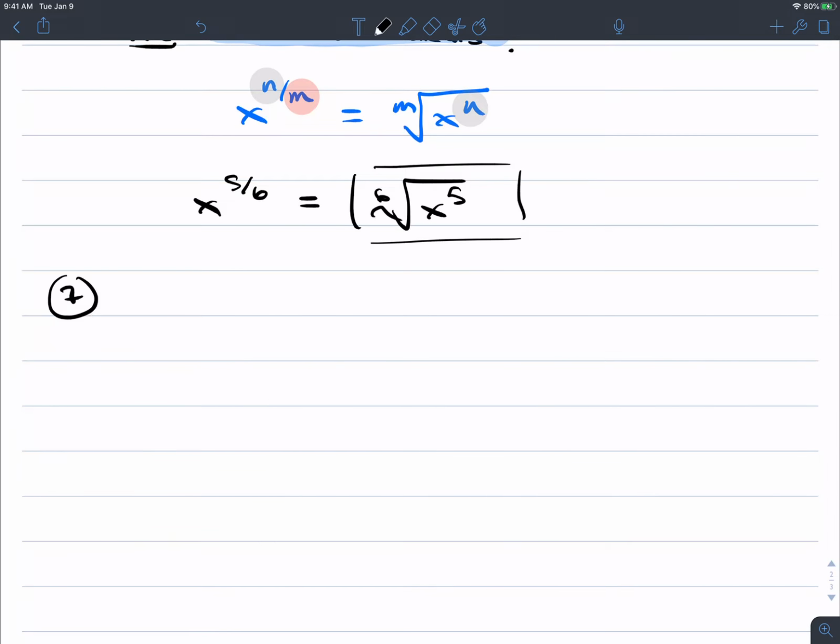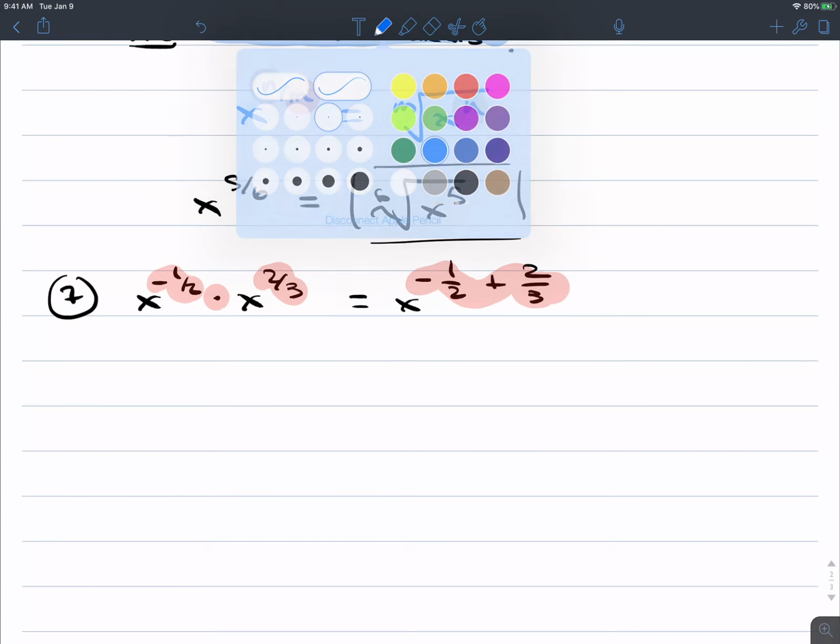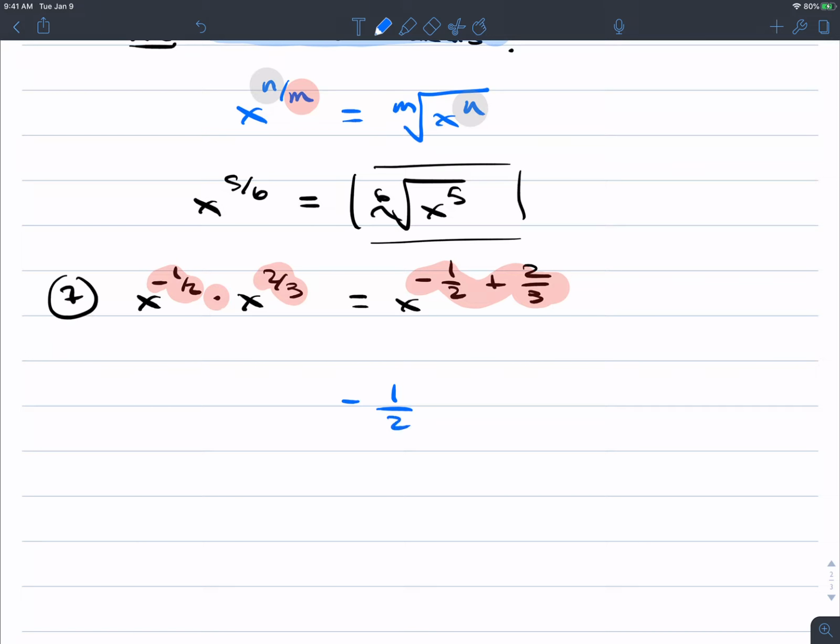Number 7, when we use these properties, we get x to the minus 1/2 times x to the 2/3. Again, what we do is we simply add our powers and keep our base, because we're still using that first property, multiplication of exponentials with the same base. We keep the base and add the powers. So all of our work now is negative 1/2 plus 2/3.